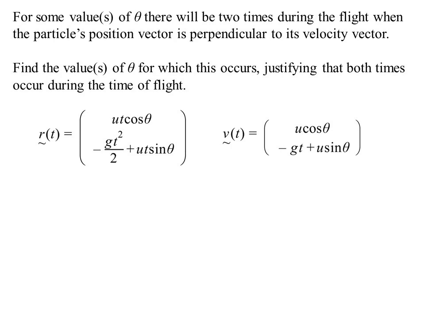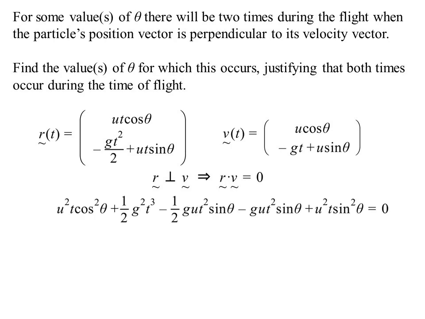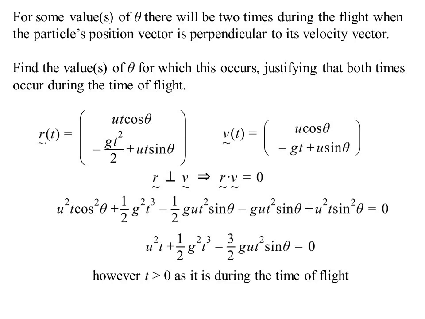But they've said they are perpendicular to each other. Well, that implies that their dot product is equal to 0, which allows me to come up with an equation. And here it is in all its glory, which can be simplified down to this: u squared t plus a half g squared t cubed minus 3 on 2 g u t squared sine theta equals 0. But we know t is greater than 0 because this is happening during the time of flight. So t is a positive quantity here, which therefore means I can divide everything by t, and it's not an issue because I'm not dividing by 0.